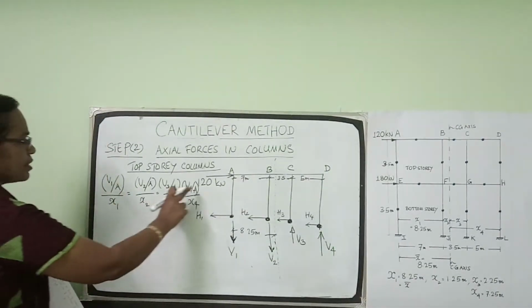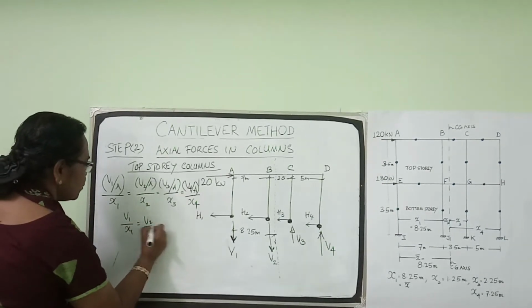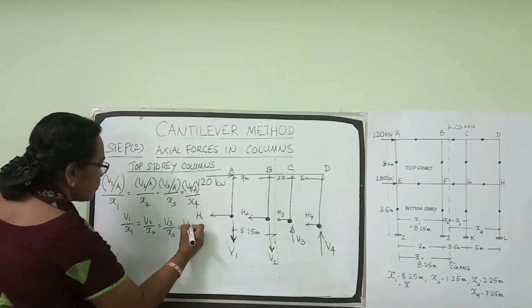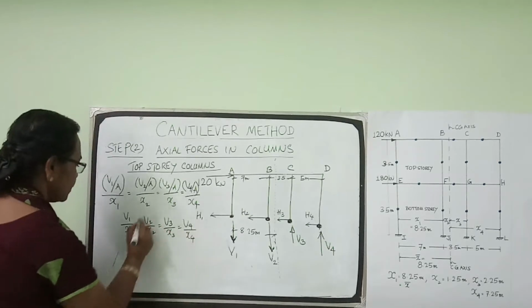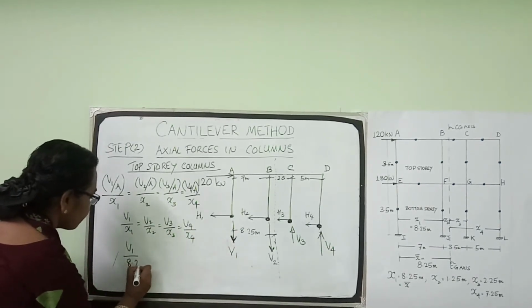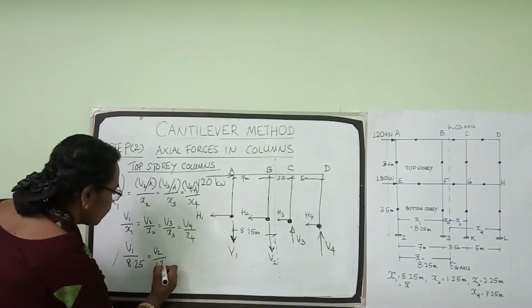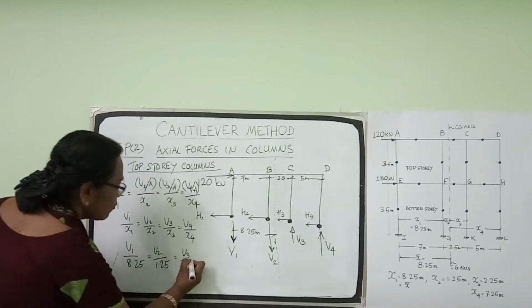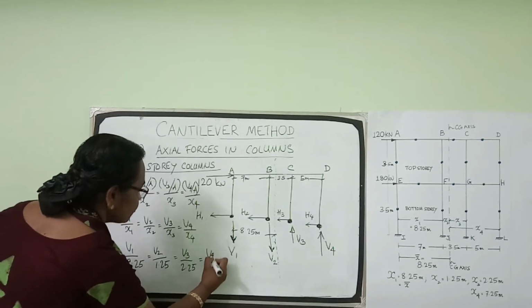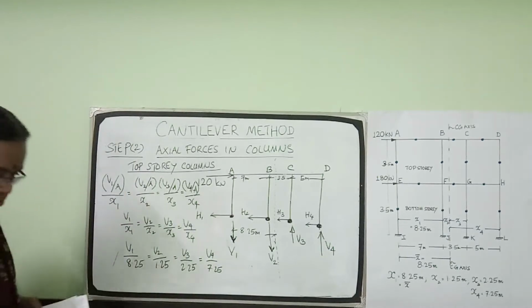Since all the areas are same, we can write V1 by x1, V2 by x2, V3 by x3 is equal to V4 by x4. Substituting this, we will get V1 by x1 8.25, V2 by x2 1.25, V3 by x3 2.25 is equal to V4 by x4 7.25.